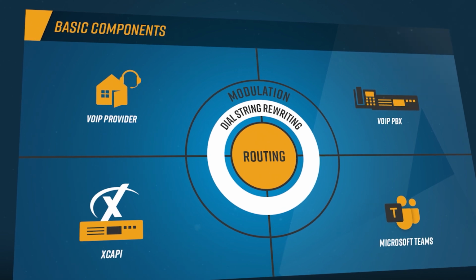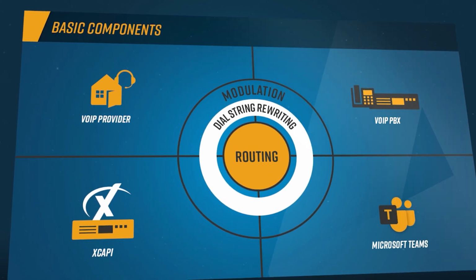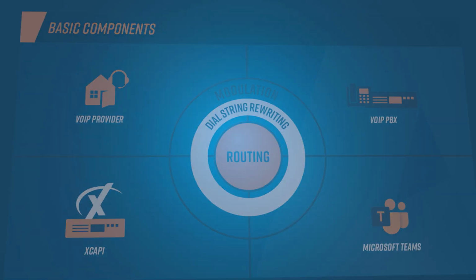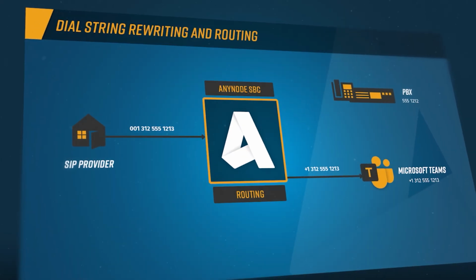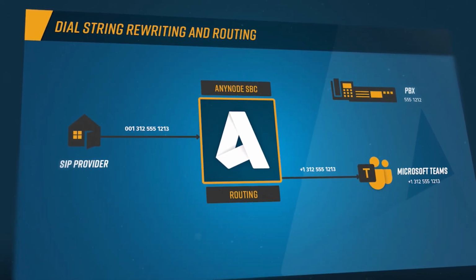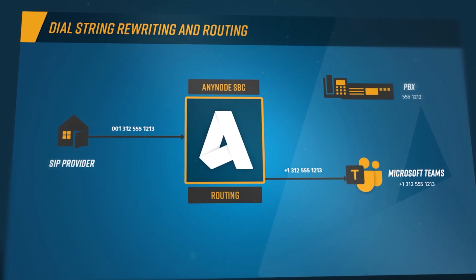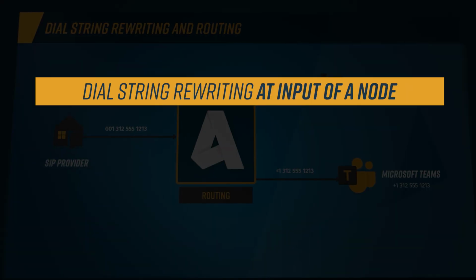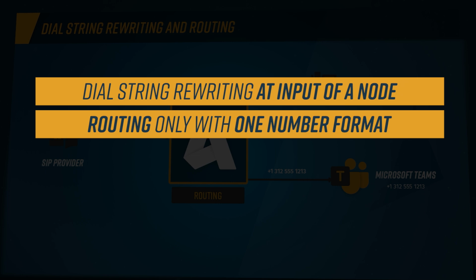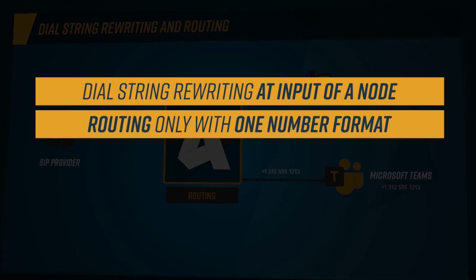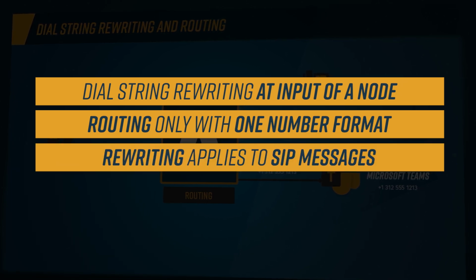Only then does the call go into routing. In the routing it is decided where the call should go. For example, a call comes from the provider and in routing it is decided that it should be sent to Microsoft Teams. The rewriting of the call number should always be carried out at the input of a node with rules, so that afterwards in the routing only one call number format is used. In principle, dial string rewriting only applies to incoming and outgoing SIP messages and not to calls.